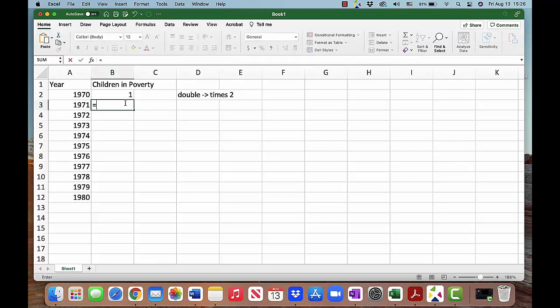We can use Excel. I'm going to ask Excel to take the number from before. You see how it starts with the equal, and then I'm using 1. And I'm going to ask Excel to double this. So I use a little star times 2. Boom. So in 1971 we have 2 children. That sounds kind of a little unreasonable for now, but maybe it's 1 child. Well, now we got 2.